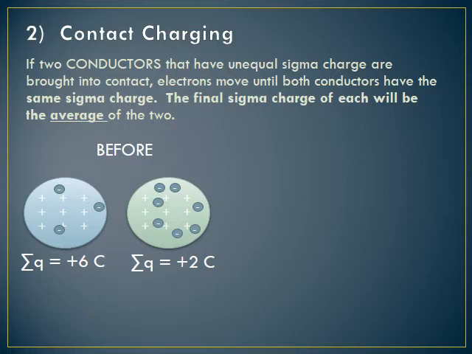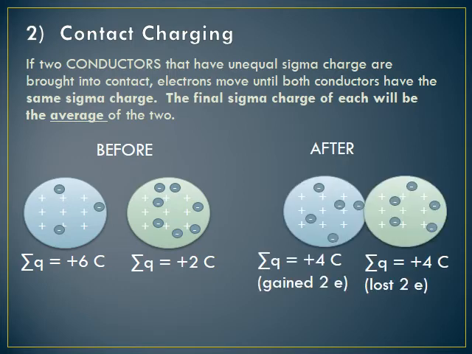So let's say I have a blue conductor and a green conductor. The blue one has a sigma charge of +6. It has 6 extra protons. And the green one has a sigma charge of +2, so it has 2 extra protons. When you bring them into contact, because those electrons can flow, you don't have to rub or anything, you just have to touch them, and the electrons just spread out as far as they can.